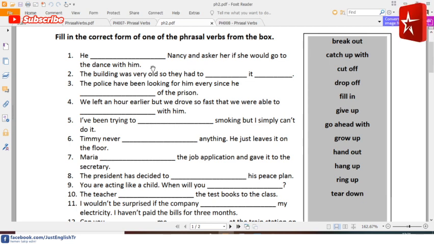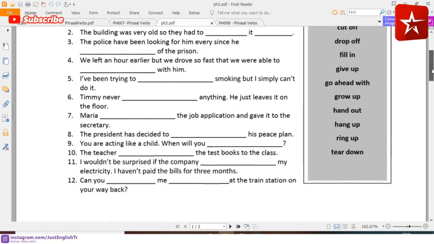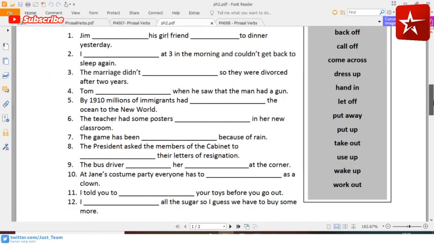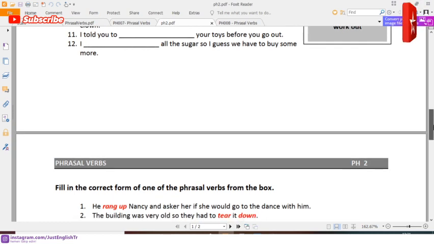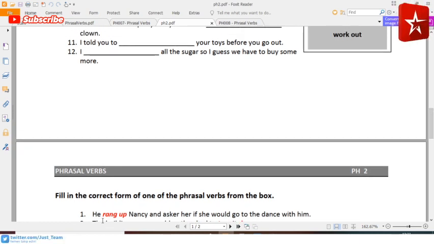I am waiting for your answers for number 1, guys. And if you don't know the answer, let me help you, and I will answer. Okay, so no answer, it means you don't know the meaning. For example, Nükte Özen says number 1 is, like you can see here, he rang up Nancy and asked her if she would go to the dance with him.